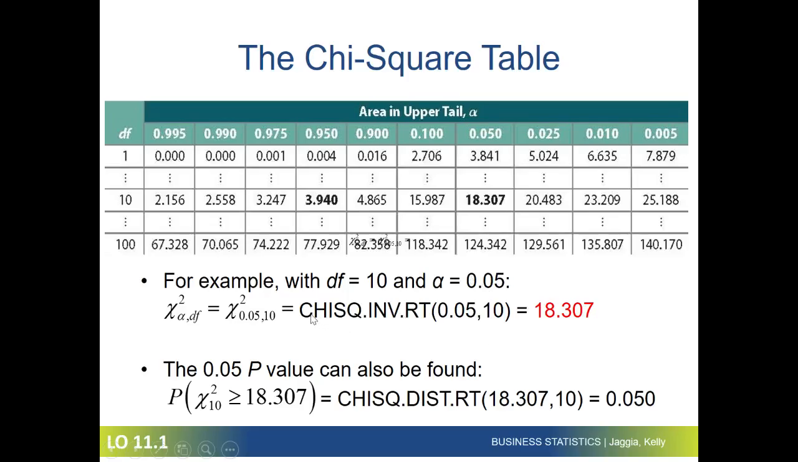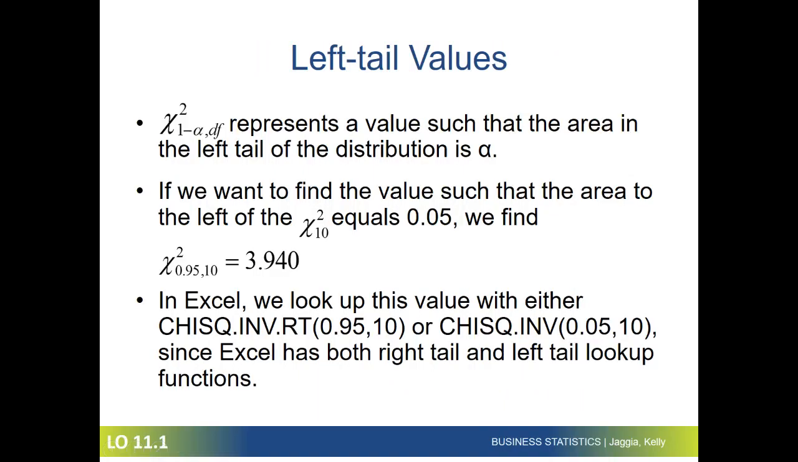So we use the equals chi-square dot inv. Remember, inverse gives us the value, and then we're looking into the right tail. Left tail, as you'll see, we manipulate with 1 minus. We'll see that here in a bit. And if we want to find the p-value, we use the dist with the chi-square and the right tail, and that's how we get the 5%. Happens time and time again.